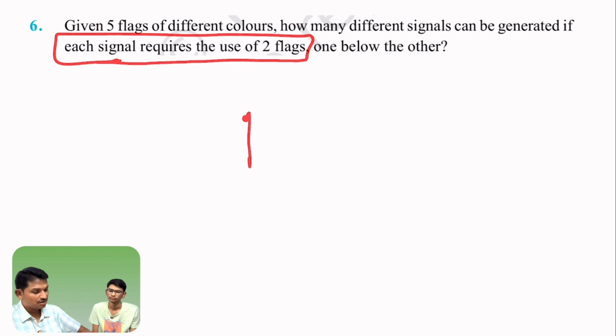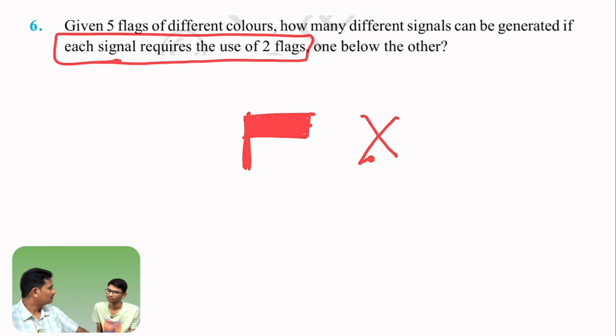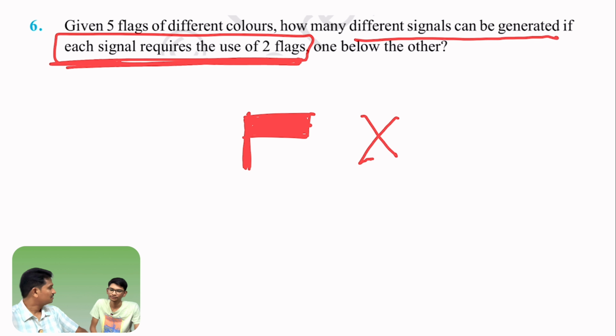Suppose only a red color flag is shown to you. What does it indicate? Only one flag, that is the red color flag, is shown. What signal does it generate? To stop. But as per this question, no signal is generated with one flag. Signal can be generated only if each signal requires 2 flags. If you want to generate one signal, you need to use 2 flags. If you show only one flag, that doesn't generate any signal as per this question.